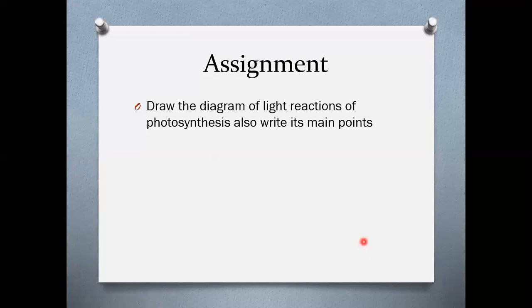Today your assignment is to draw the diagram of light reactions of photosynthesis. Also write its main points. You have to draw the complete diagram, which is given in your textbook, and learn all of the topic which we have learned today. I hope I made all your concepts clear, but still if you have any questions, feel free to tell me your questions, and I will answer them and make your concept much clearer.